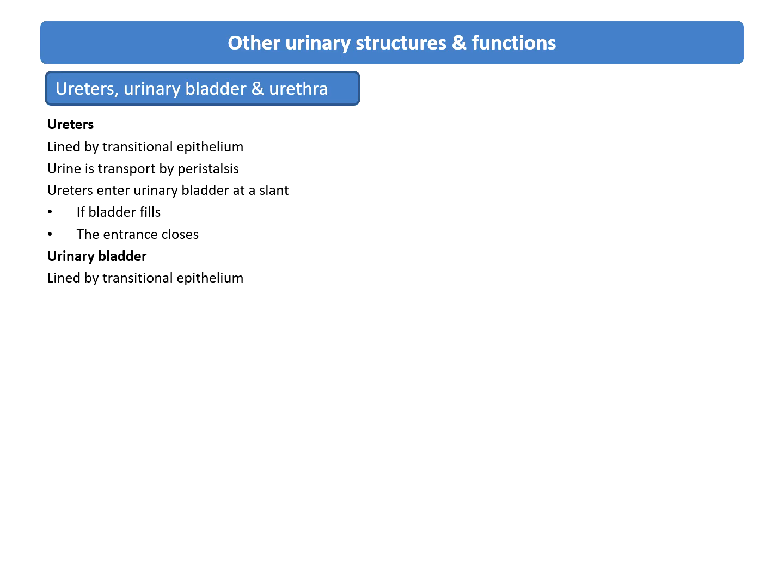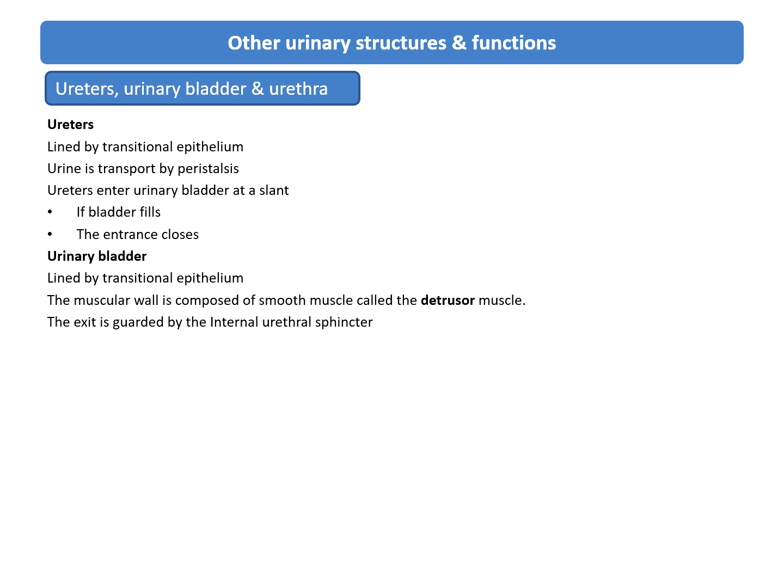The urinary bladder is lined also by transitional epithelium. You remember this epithelium can change shape as the organ is stretched, from cuboidal to squamous. The muscular wall is composed of smooth muscle called the detrusor muscle. The exit is guarded by the internal urethral sphincter, which is also composed of smooth muscle.